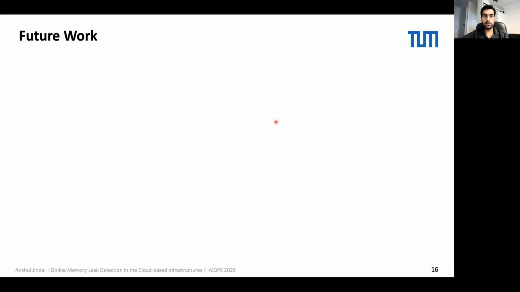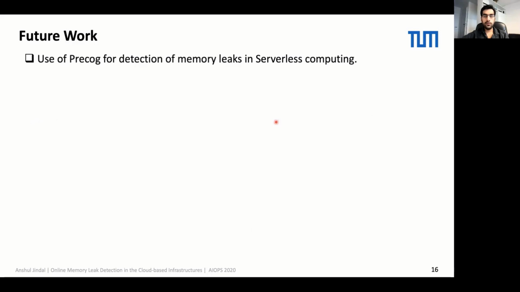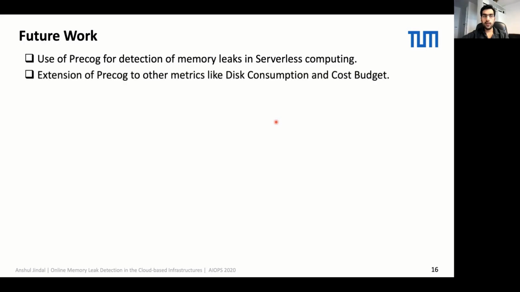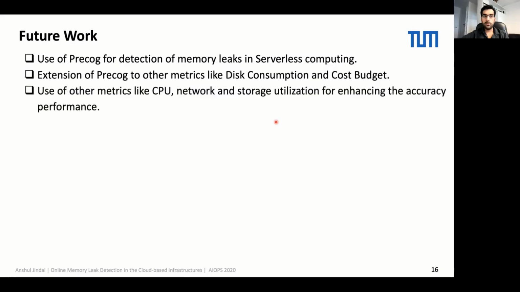So that's the conclusion, and in the future we want to extend this towards serverless computing, where functions use some memory and can lead towards memory leaks. We also want to extend Precog apart from memory to other metrics like disk consumption and cost budget, and to use other metrics like CPU, network, and storage for enhancing the accuracy and performance of our algorithm.